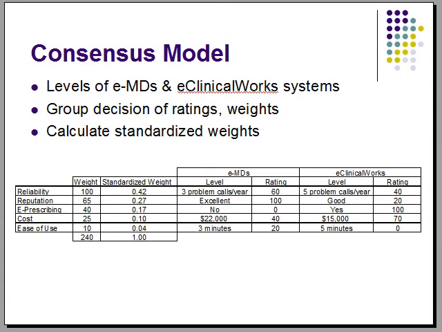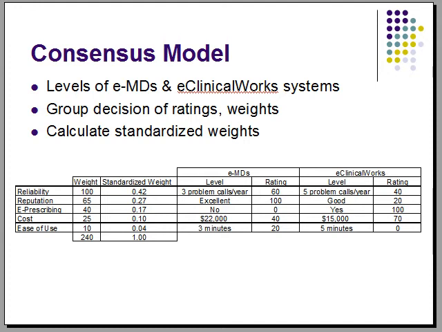After each interview, we set up a group meeting where we would come to a consensus. We had 2 different vendors to choose from, and based on what those vendors had to offer, I was able to quantify and value the 2 experts' preferences. We ended up with 5 attributes or characteristics total. They were reliability, reputation, e-prescribing capabilities, cost, and ease of use.